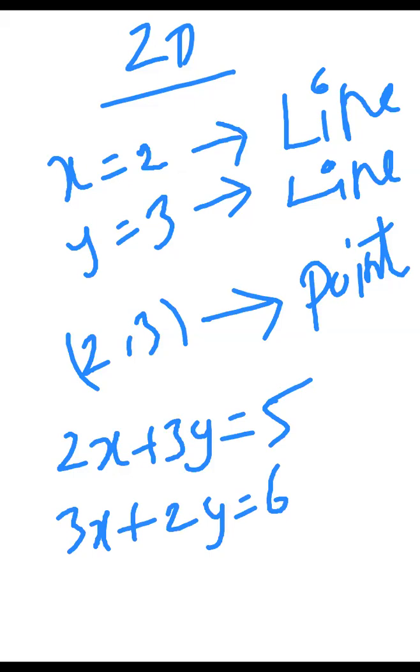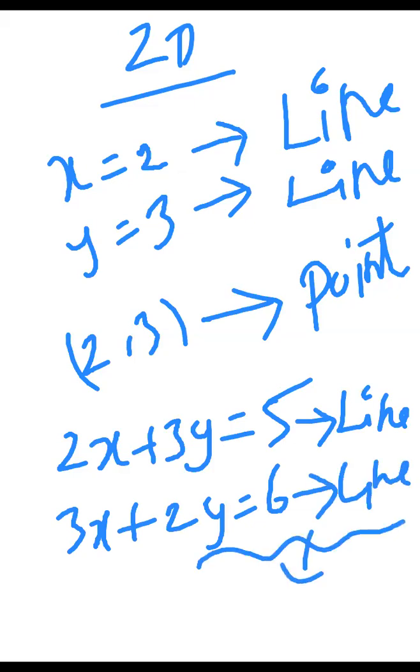Again, this equation gives you a line. This equation also gives you a line, and the intersection of the two lines gives you the point. Again, if the equations are dependent, say one equation depending on another equation, then you will get an infinite number of points that will solve your equation.